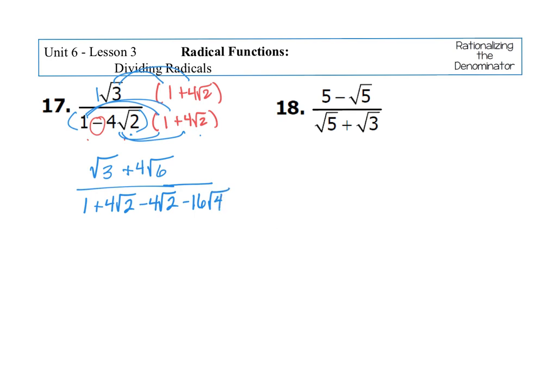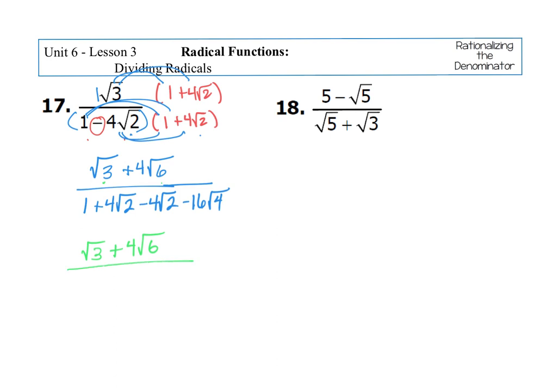Now in the numerator, I check to see if anything can simplify. 3 is a prime number, so the square root of 3 cannot change. 4 square root of 6, even though it's even, 6's only factors besides 6 and 1 are 2 and 3. So it only has prime factors, so it can't change. And 3 and 6 as radicands are not like terms, so they will stay separate.